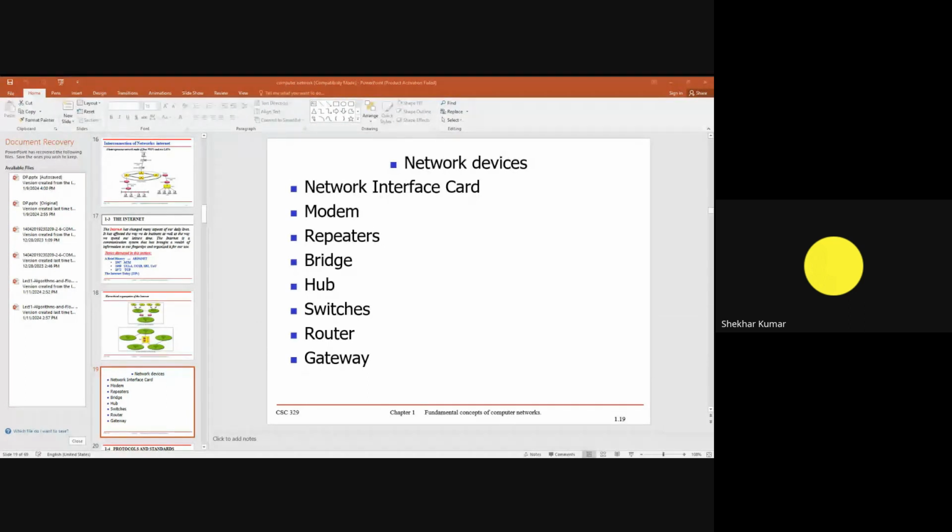So there are two major types of switches. One is the modular switch. A modular switch allows systems to expand as needed or if the network requirements change.